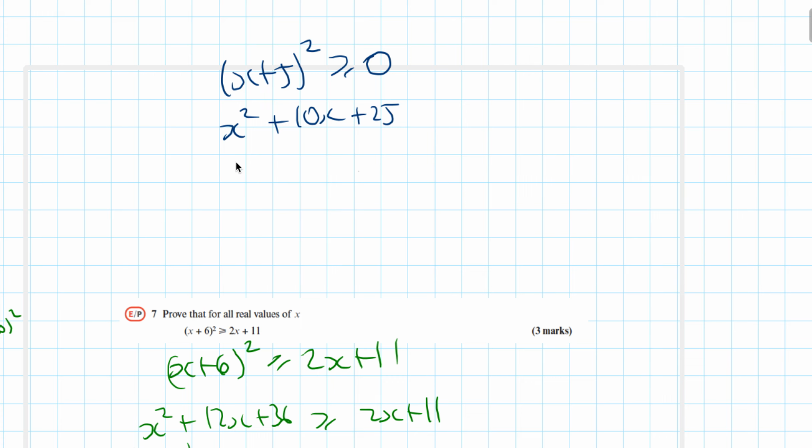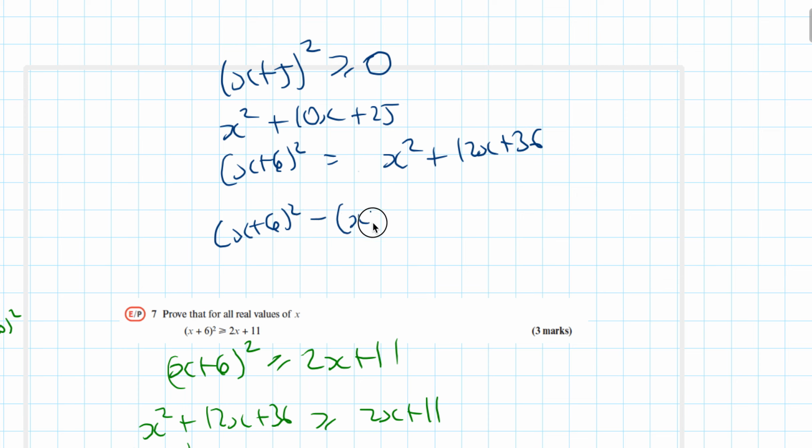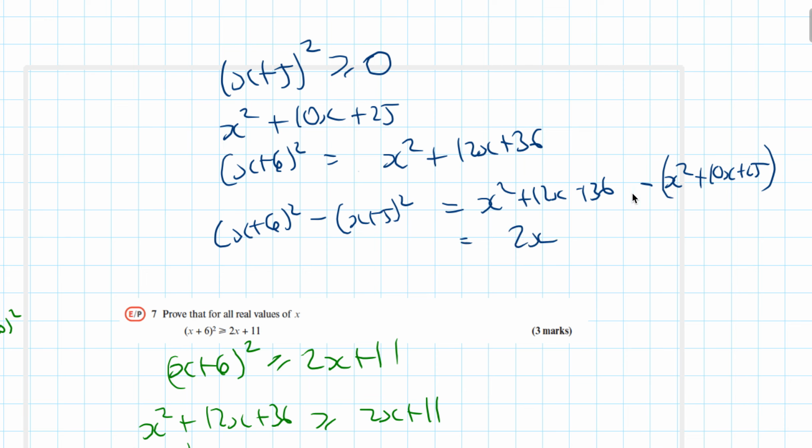The next step then is to go, well, what's (x+6)^2? So (x+6)^2 is equal to x^2 + 12x + 36. And if we do (x+6)^2 minus (x+5)^2, we get x^2 + 12x + 36 minus (x^2 + 10x + 25). So from here we end up with x^2 minus x^2 is 0, 12x minus 10x is 2x, and 36 minus 25 is 11.